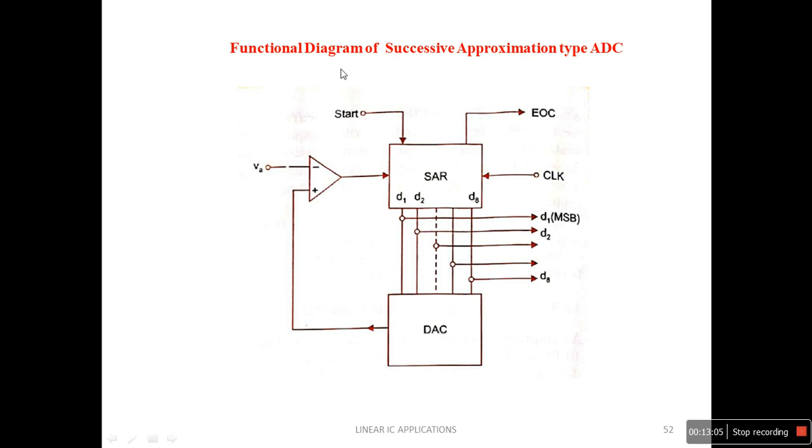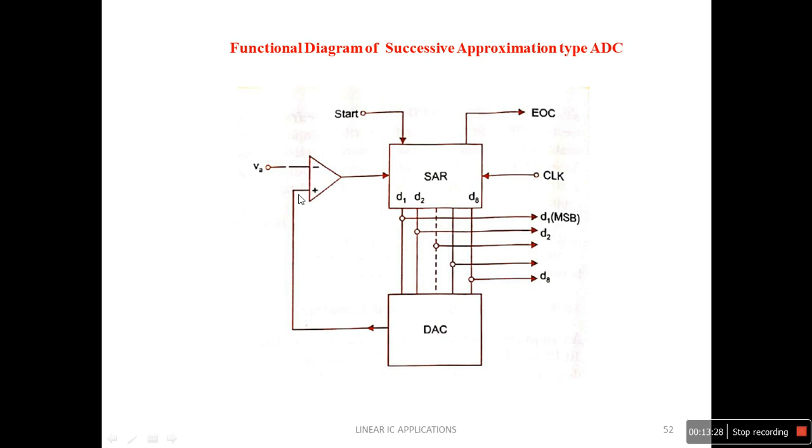Here we have 3 bits, actually D1, D2, D3. D1 is the MSB. So initially D1 is 1, D2 and D3 are zeros. That is 1, 0, 0. So here initially we are having 1, 0, 0. Our unknown analog voltage is 3. This 1, 0, 0 is converted into analog. What is the 1, 0, 0 output? The analog equivalent of 1, 0, 0 is 4.